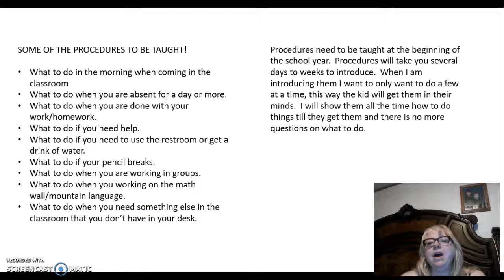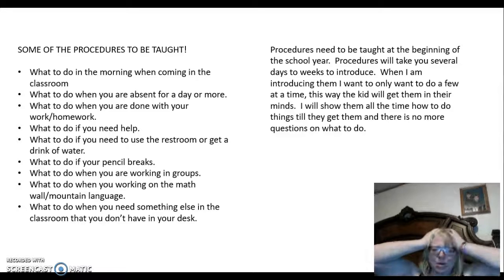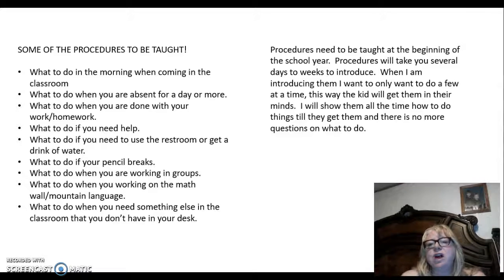Procedures need to be taught all at the beginning of the school year. Procedures will take you several days to several weeks, sometimes even months. When I am introducing them, I only want to do a few at a time. This way the kids will get them in their minds, not get it all fumbled up and going, oh no, what am I supposed to do when I turn in my work? Oh no, I don't remember. So I'll show it to them till they get it in their minds. Sometimes you have to do it for days and months, and sometimes you have to do it all year. Sometimes you have that one student that just doesn't like to listen and does what he or she wants to do, and they need to be taught daily.